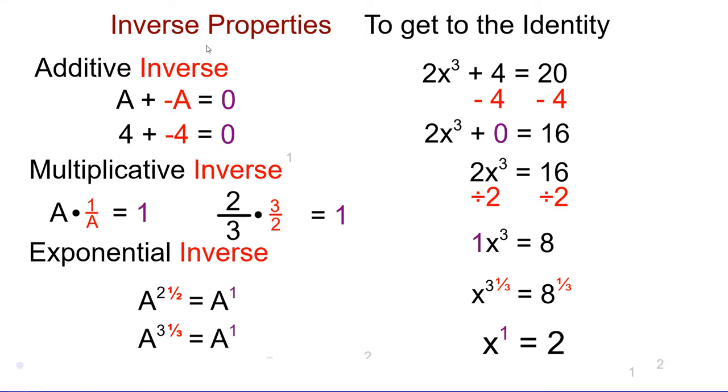So that's how we use inverse properties to get them to the identities, which are what you see in purple, in order to make them go away, so that we're kind of unraveling that mess to end up with just x is equal to 2.